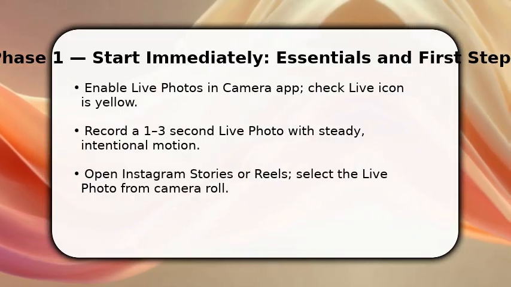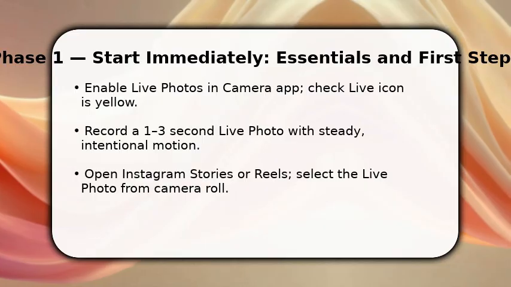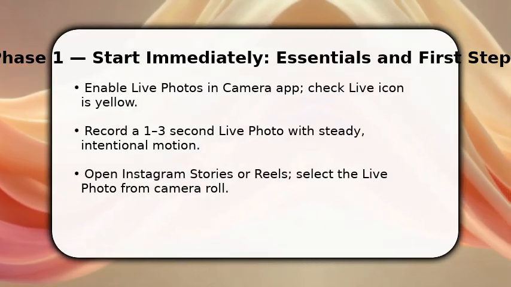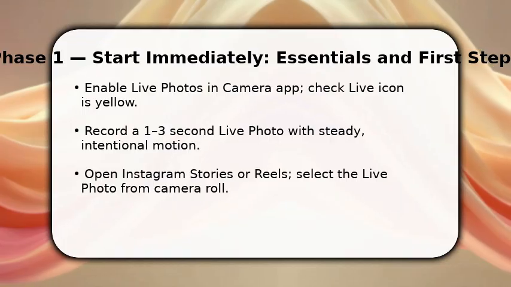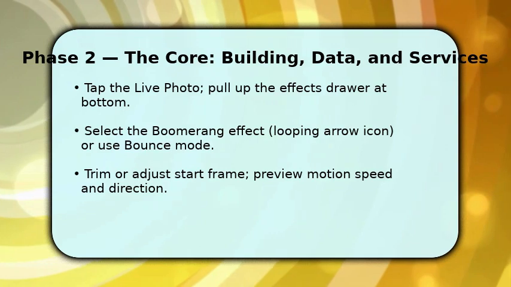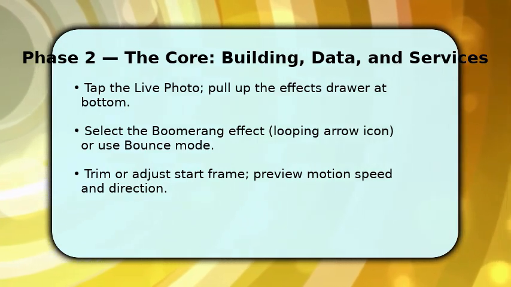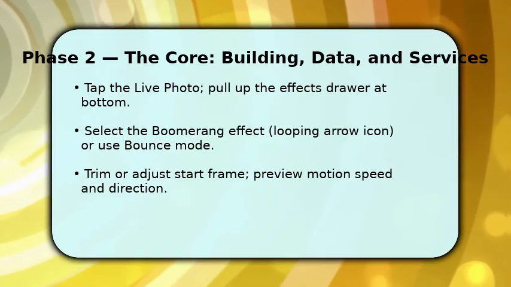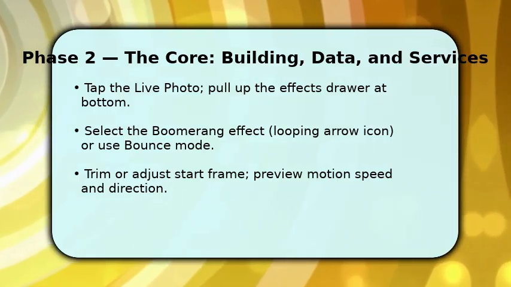Choose the live photo. This early step matters because Instagram needs the live data to create a boomerang-like loop. Without it, you'll only get a still image. Now convert that live photo into a boomerang effect by tapping the image and pulling up the effects drawer at the bottom. Select Boomerang or Bounce.